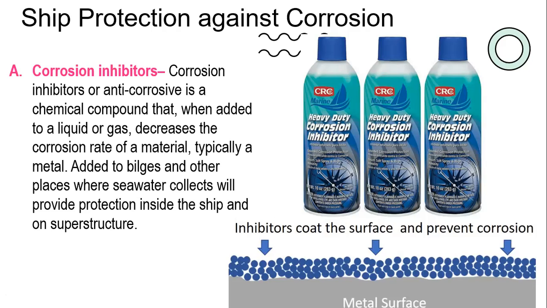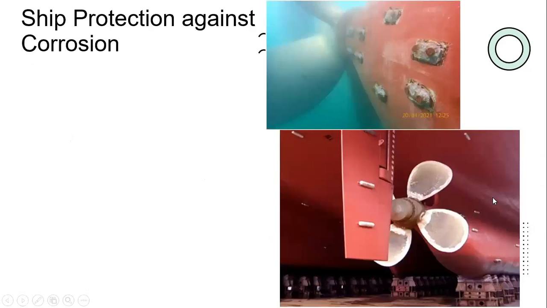For ship protection against corrosion, we have what we call the corrosion inhibitors. Okay, a corrosion inhibitor or anti-corrosive is a chemical compound that, when added to a liquid or gas, decreases the corrosion rate of a material. Typically added to bilges and other places where seawater collects, it will provide protection inside the ship and on the superstructure. Inhibitors coat the surface and prevent corrosion. So those are what you call corrosion inhibitors.